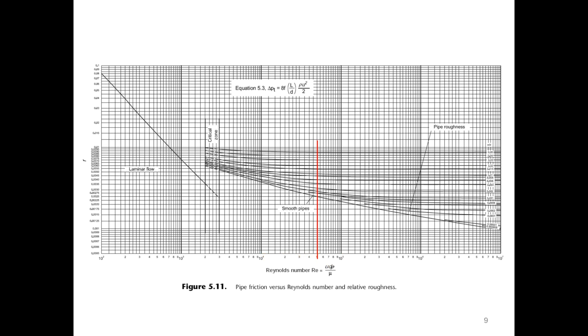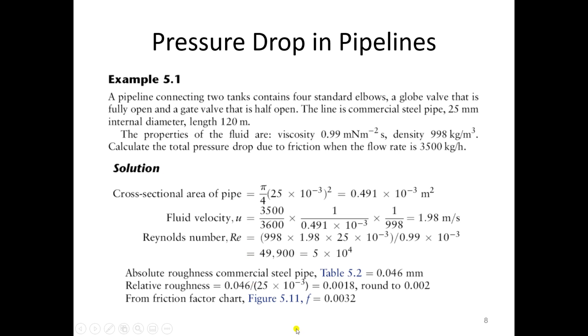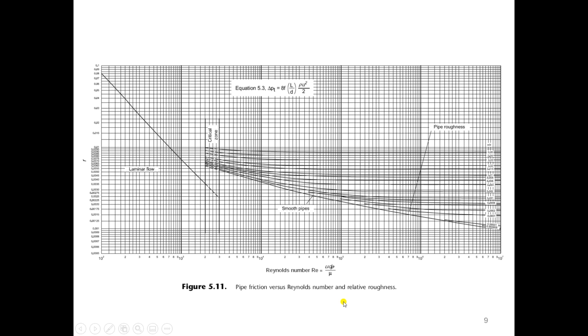Then we look at the pipe roughness. Okay, where is it? It's somewhere here. 0.002, they go up, so it's this point, and then just go to find the f. So what we get here, the f is 0.0032.